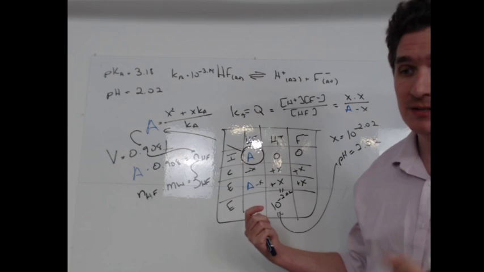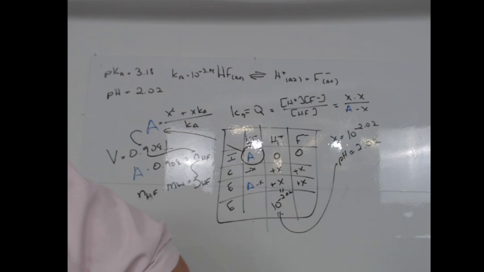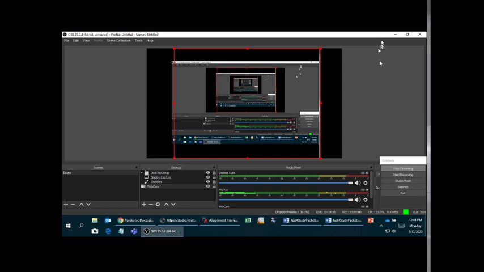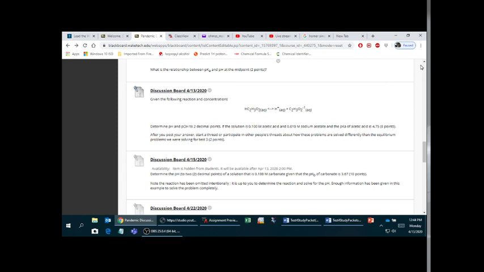So let's look at what the discussion board was this week. I'll show it to you on my end. So discussion board for today, given the following reaction and concentration. You have acetic acid, HC2H3O2, going back and forth to H plus and C2H3O2 minus. You want to determine the pH and the pOH to two decimal points. And you're given that it's 0.1 molar acetic acid and that the pKa of acetic acid is 4.78.